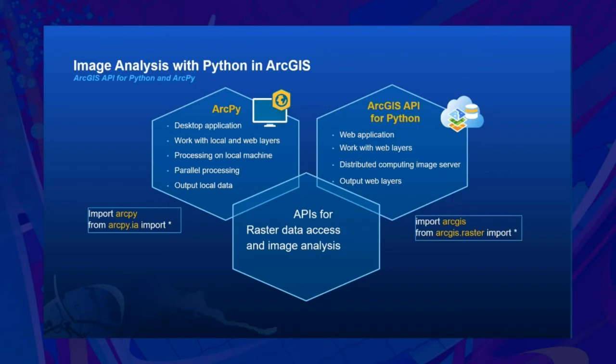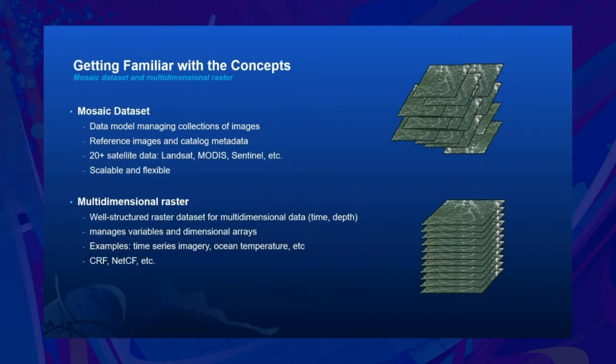ArcGIS API for Python is for web applications. Here you work with web layers, image layers. The processing is distributed across enterprise servers, and the output is an image layer hosted by server. For image service, there is a special feature which is on-the-fly server-side processing that both products can leverage. So for image analysis, the programming pattern is very similar between the two products, ArcPy and API for Python. To bring everyone on the same page, I'd like to review some concepts that will be used in the presentation.